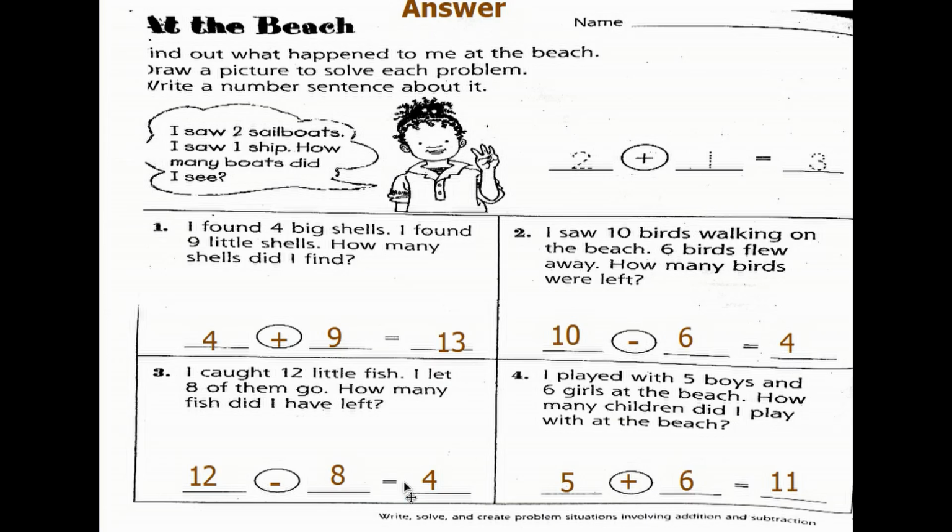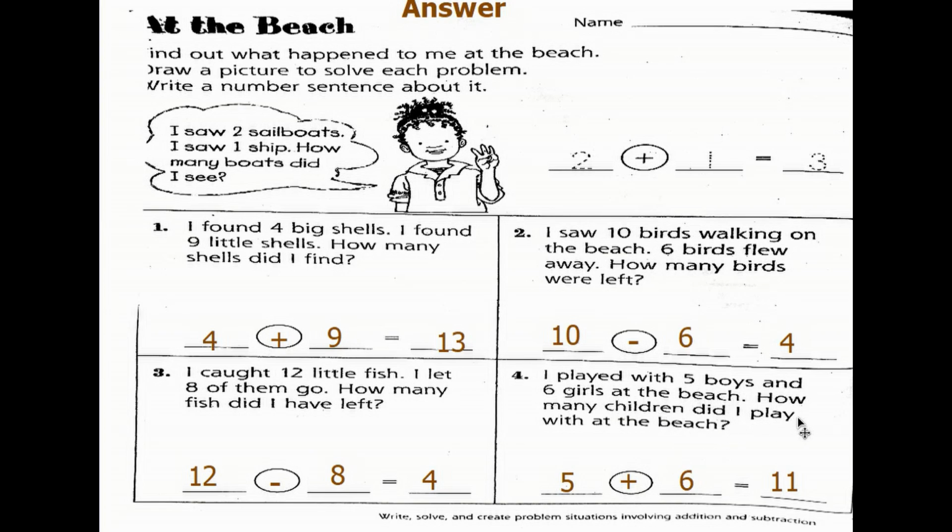Number 3. I caught 12 little fish. I let 8 of them go. From 12, subtract 8. How many fish did I have left now? Again, this one will be subtraction. Subtract 8 from 12. How many left? Remaining 4.